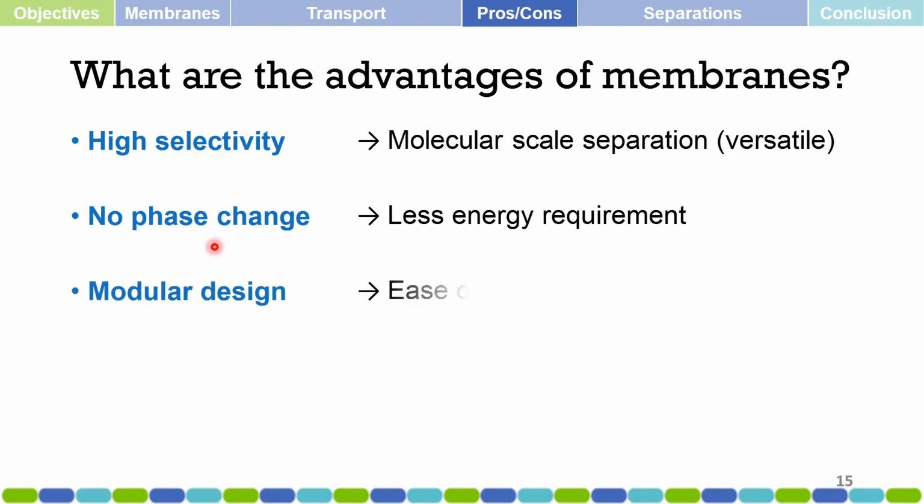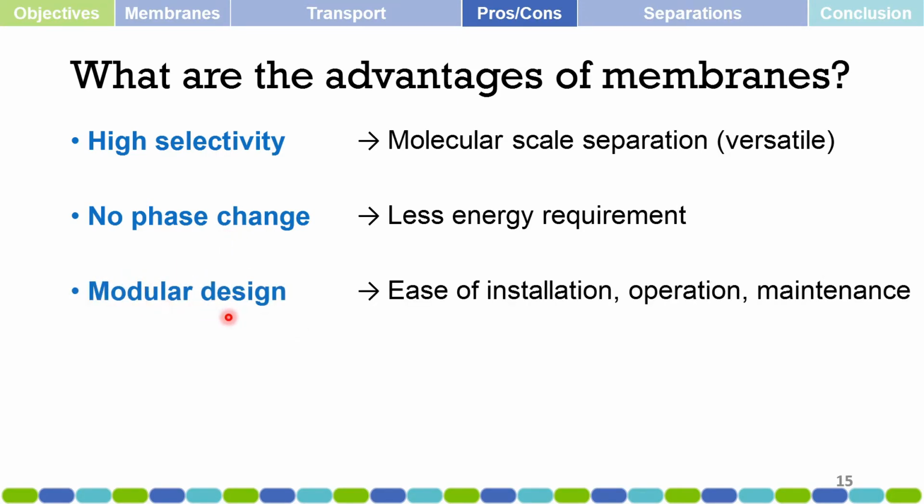And third, modular design, which we discussed earlier, those modular formats. Because of this modular design, they are easy to install into the process. They're much easier to operate, and there is much less complex maintenance. So the modular design also enables a smaller footprint in the plant.